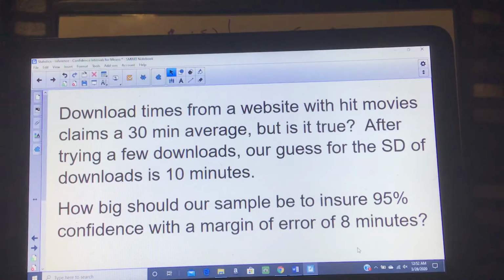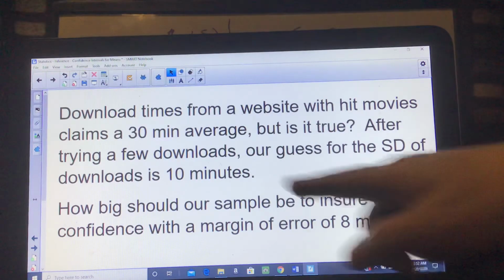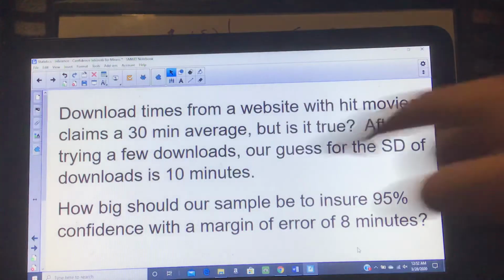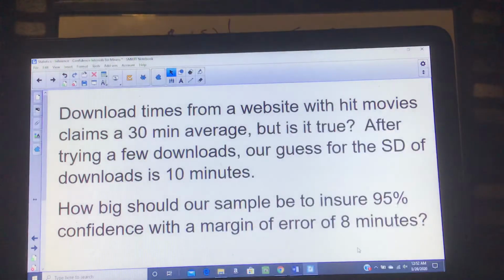So how do we get this magic number? Like, how many downloads should we make? Because we don't want to sit here and do more downloads than we have to. You could do 50 downloads, but that could take you a long time, right? Especially since the downloads could be 30 minutes or more. According to this, it wouldn't be uncommon to get a 40-minute download or maybe even a 50-minute download. So the idea is we want to do as few of these downloads as possible to test this claim.